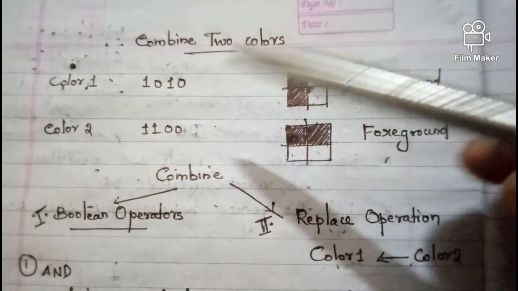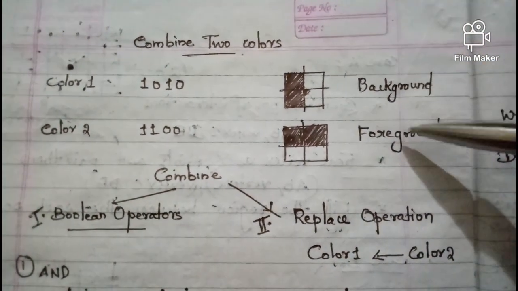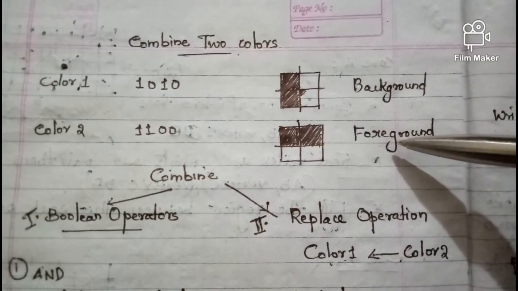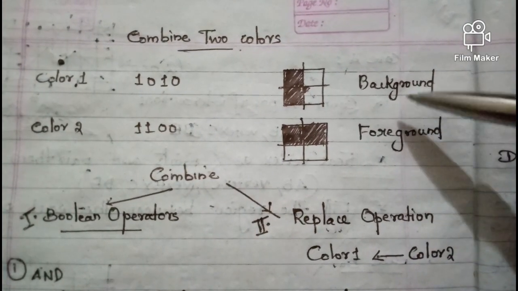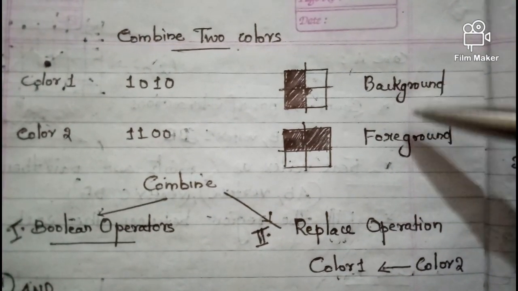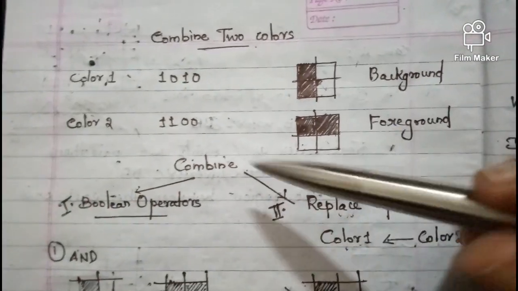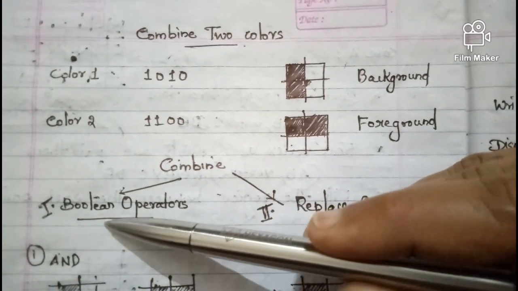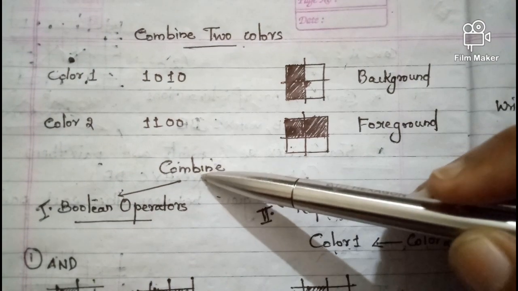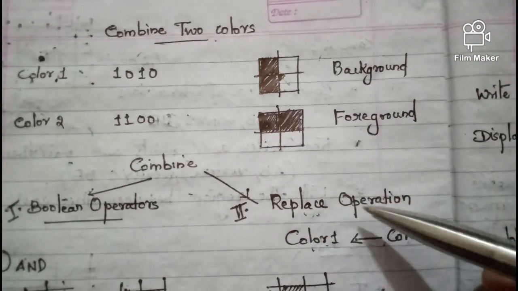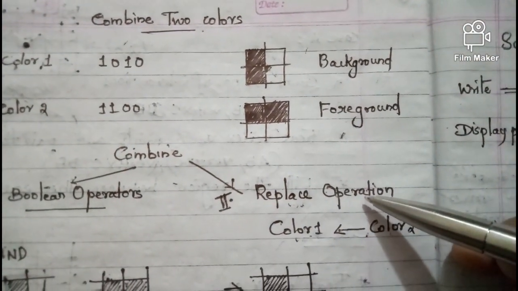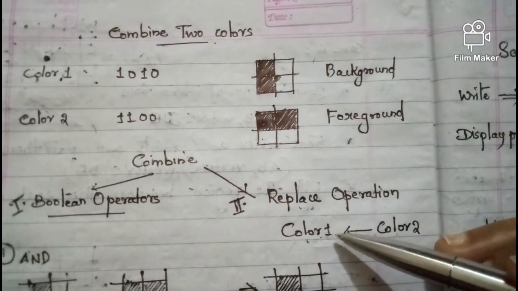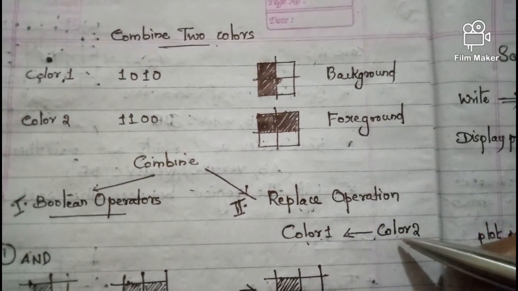Let these two colors be the background color and the foreground color. So I am going to combine the background and foreground colors. Let us see how. There are two different methods. One is using Boolean operators to combine colors, or I can use a replace operation. Now, what is this replace operation? Replace operation means replacing the first color using the second color.